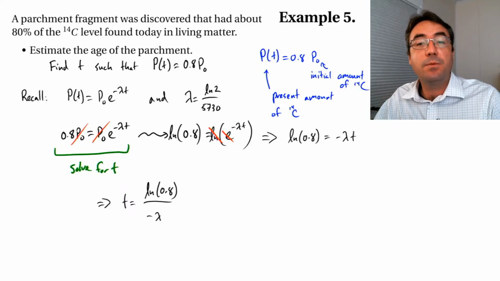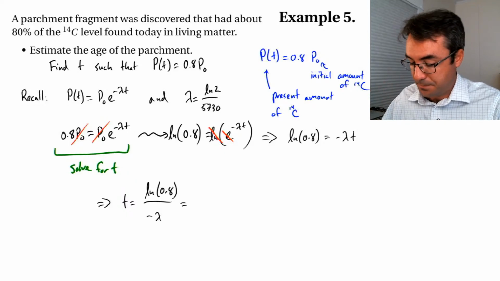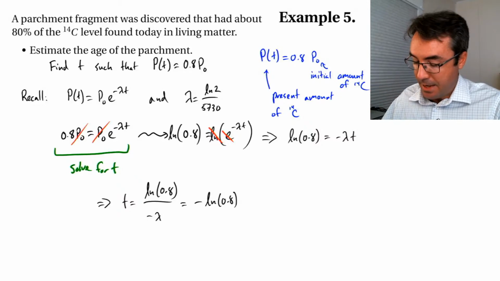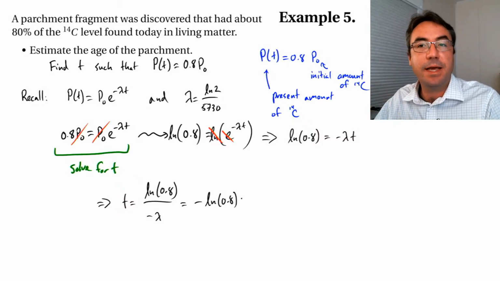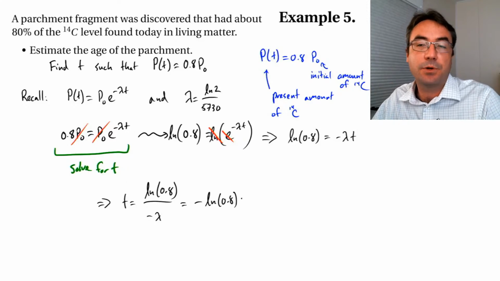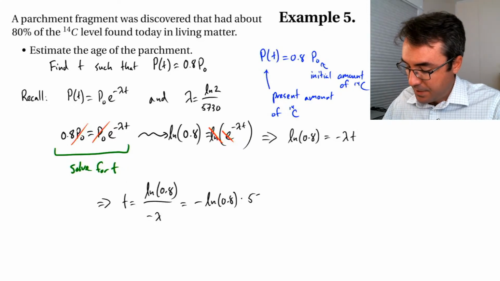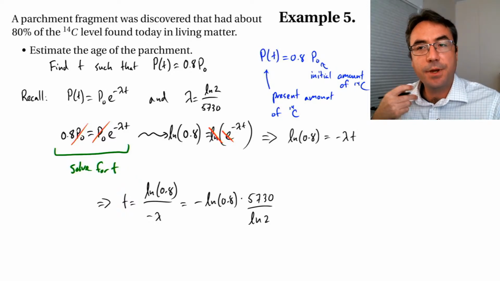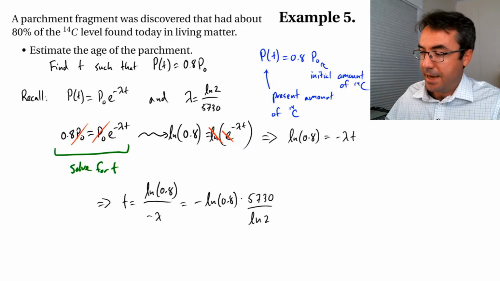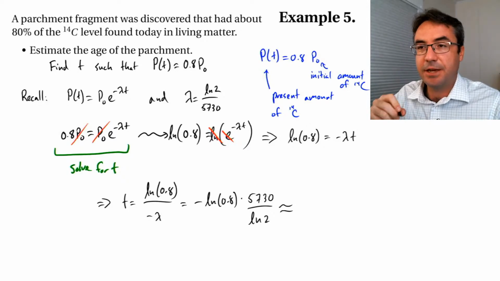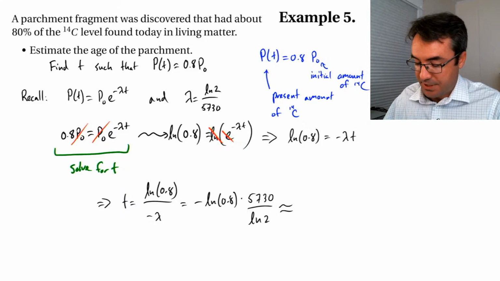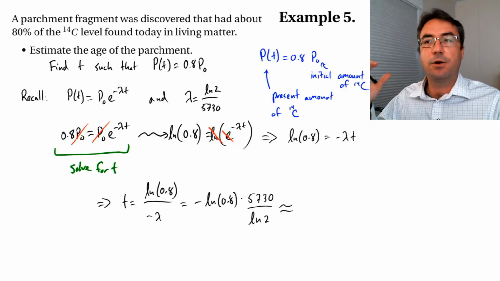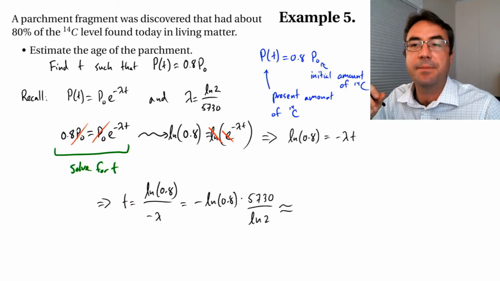And so if we fill in what negative lambda is, we get negative natural log 0.8, put the negative in front there. And then instead of division by lambda, I'm just going to multiply by the reciprocal of lambda. So 5,730 over natural log 2. So there's our t value. And if we were to calculate that out, just to give us some frame of reference here, we could stop there if we were just trying to do this on a homework problem or an exam or something like that.